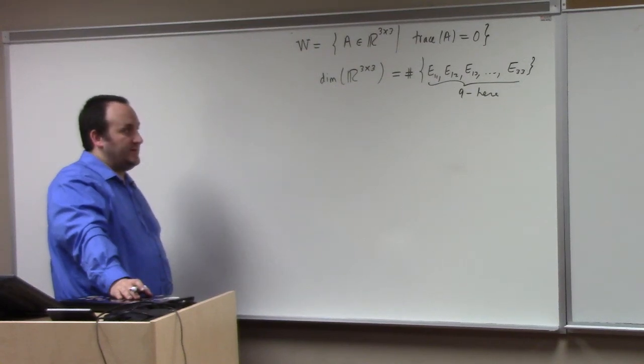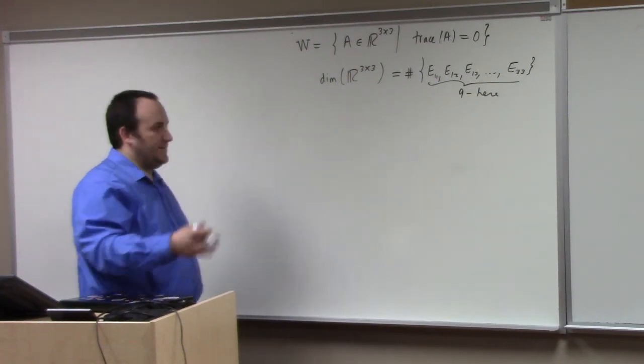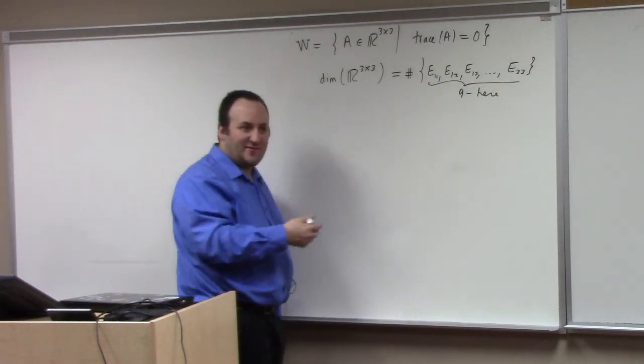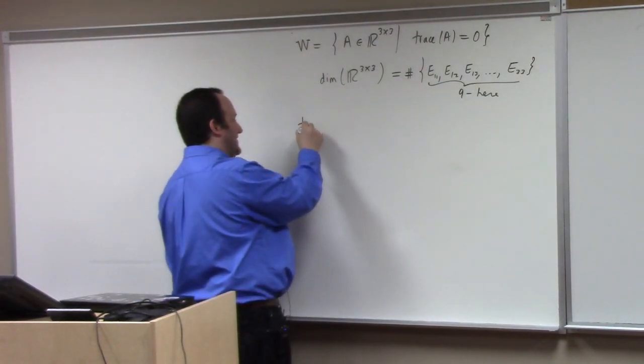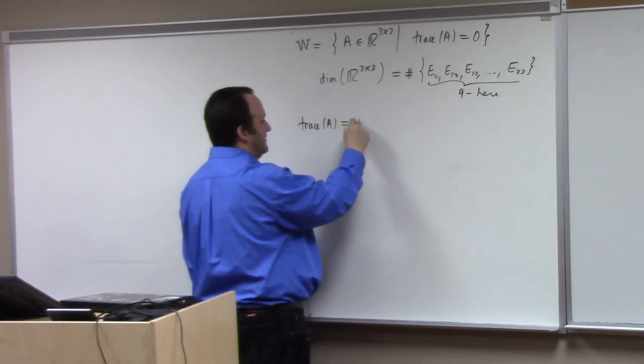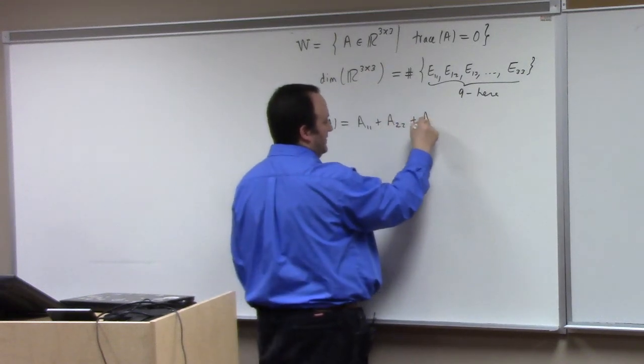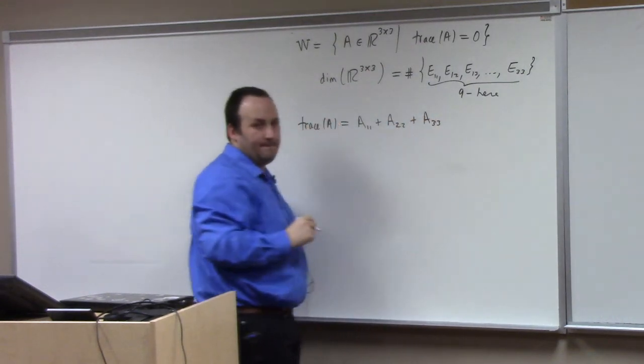So you guys tell me, intuitively speaking, what is the trace defined to be? This is not intuition, it's in your homework, right? What's the trace of A? Sum of the diagonals, which in this context would be A11 plus A22 plus A33, right?